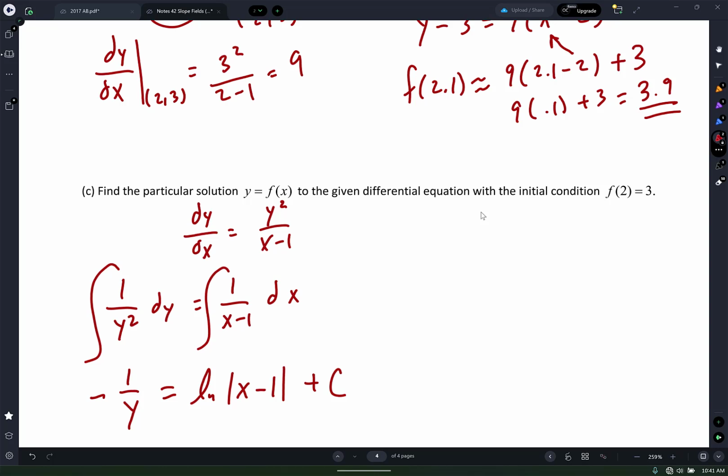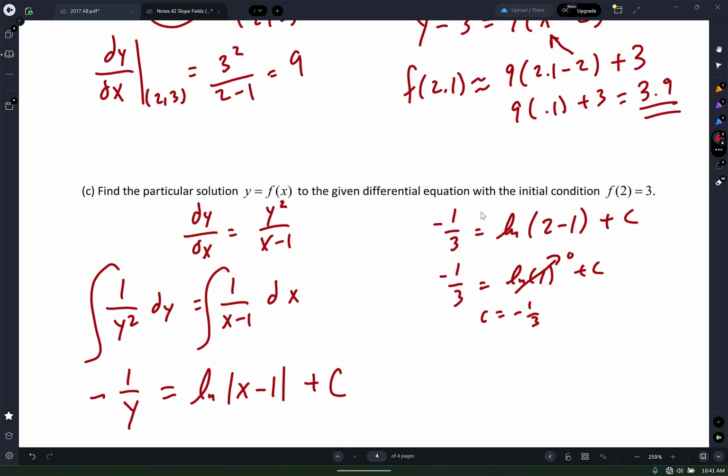Does this look like a good point to find your c value? Yeah, it does. Let's plug in our 2, 3. Negative 1/3 equals ln of 2 minus 1 plus c. I took out the absolute value because it's still positive anyways. So now I have negative 1/3 equals ln of 1, which is 0, plus c. So c is negative 1/3.